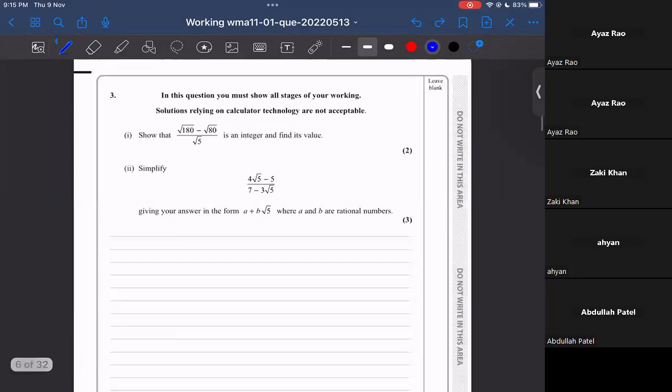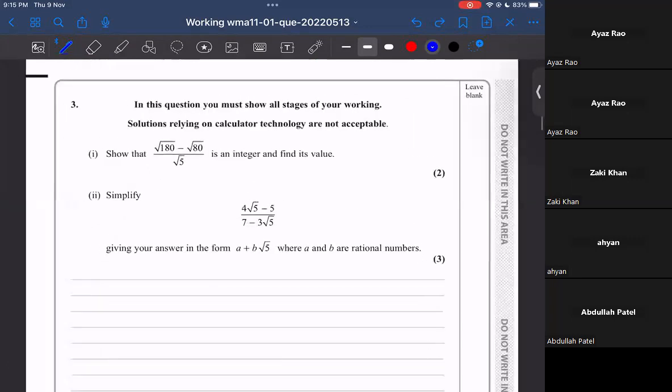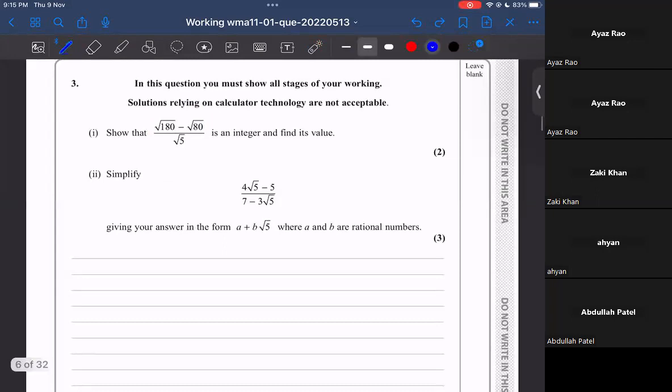Now in part 3 it says show that this an expression in terms of surds is an integer and find its value. यार इसका आंसर एक इंटीजर आ रहा है. सर ओके, अगर इसका आंसर एक इंटीजर आ रहा है तो मैंने सबसे पहले क्या करा इन पार्ट 1, मैं आपसे बोलता हूं कैन आई ब्रेक 180 को प्राइम फैक्टराइजेशन कर लेते हैं. विदाउट कैलकुलेटर काम करते हैं हम लोग.